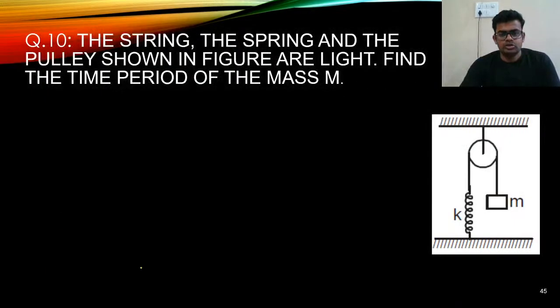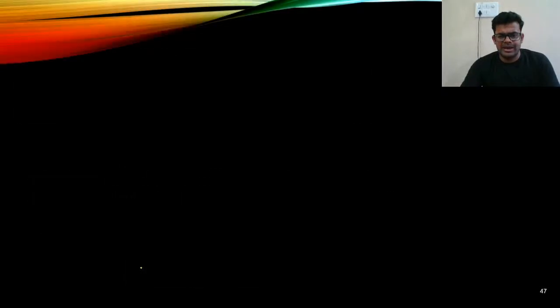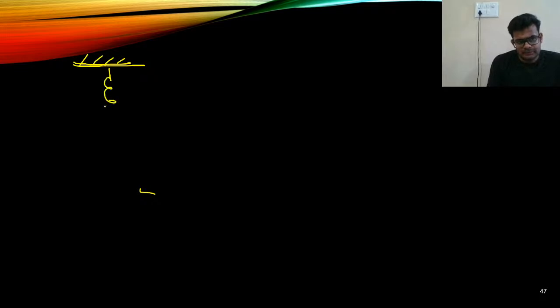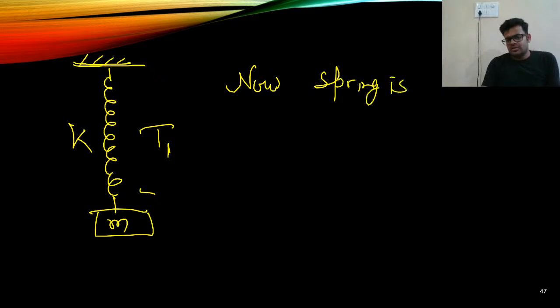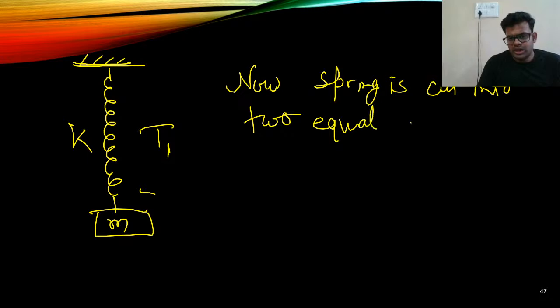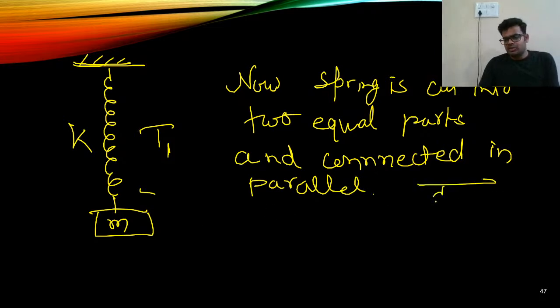On the next slide, I have written a simple question. But before that, I want to ask you a question. I have a blank page. Listen, I have a spring having spring constant K connected with a block. Its time period is T1. Now the spring is cut into two equal parts and connected in parallel with the same block. So the new combination will be like this.